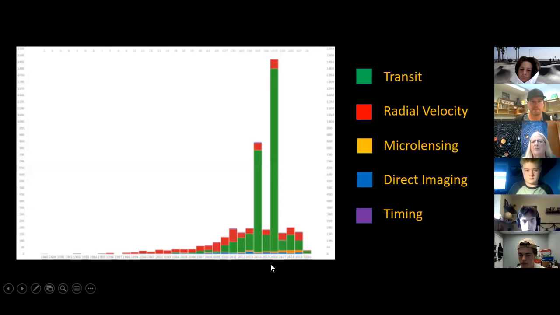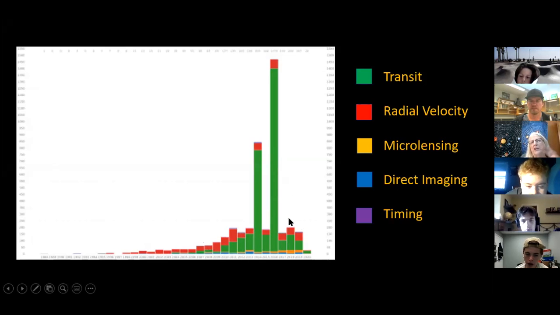So exoplanets are detected by these 5 major ways. The most prolific one is the transit method, which is shown here: we have years across the bottom and numbers on the y-axis. So over the years, we can see the transit method has been most prolific in finding exoplanets. Next is the radial velocity, these red ones.